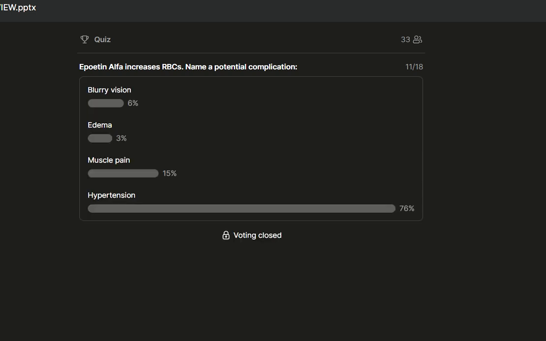Epoetin alpha is to stimulate the growth of new red blood cells. There are complications with that. That complication comes from more red blood cells, which could make the blood thick. What happens when your blood gets thick? Hypertension. Blood pressure is going to go up. Absolutely. Biggest complication, one of the things we monitor closely for, one of the things we have to get under control before we start therapy, is hypertension.